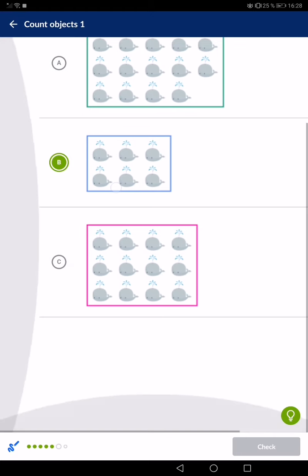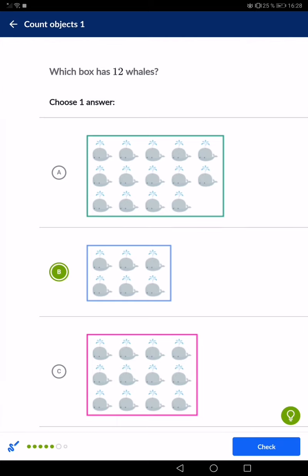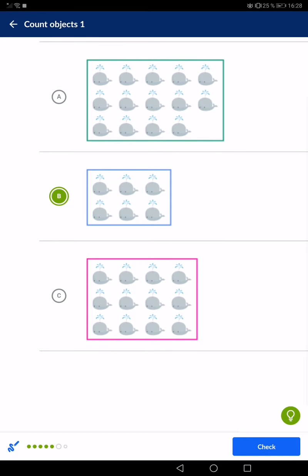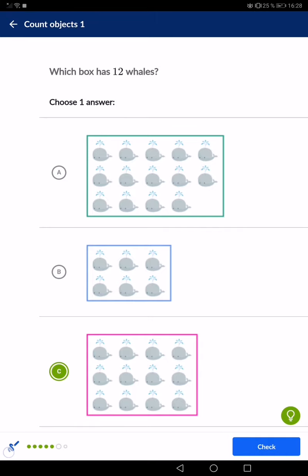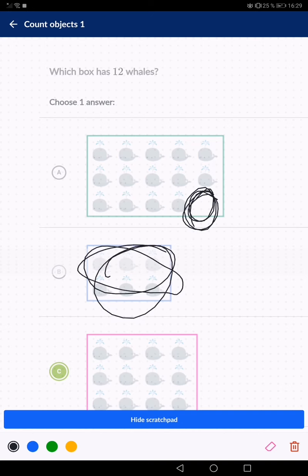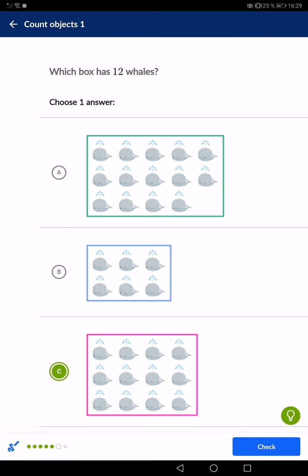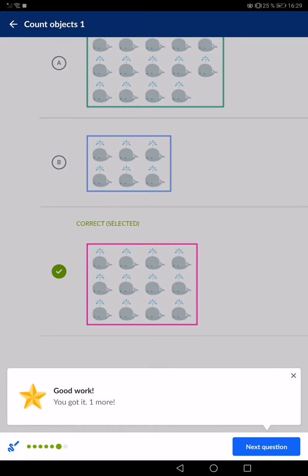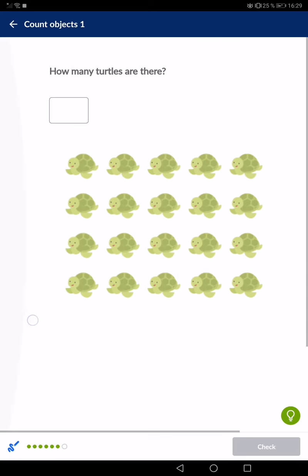What's the question here? Which box has 12 whales? 1, 2, 3, 1, 2, 3, 4. This makes 12. You know, 12 is even, can't be, because 1 is missing here. And this is even again, but it's just 6, so it must be C. Must be C, must be for Christie.